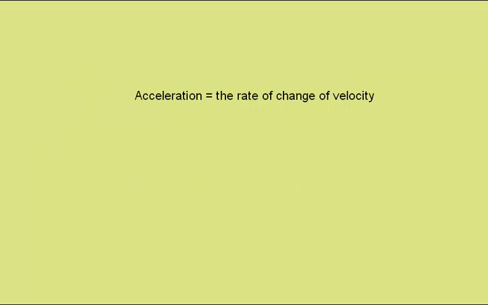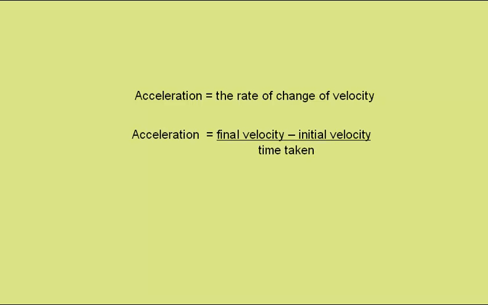Acceleration is defined as the rate of change of velocity, or we can write it as final velocity minus initial velocity, which is the change in velocity, divided by the time taken, giving the rate of change in velocity. We can easily now put this into symbols. A for acceleration is equal to V for final velocity minus U for initial velocity, divided by T for the time taken. Rearranging this equation to V equals U plus AT gives us our first equation of motion.